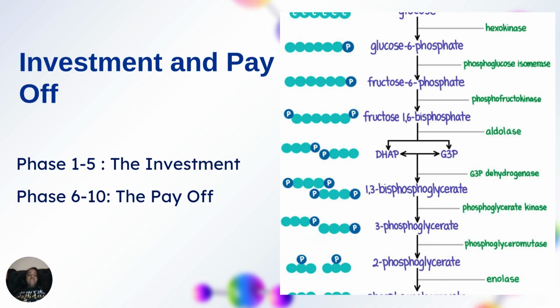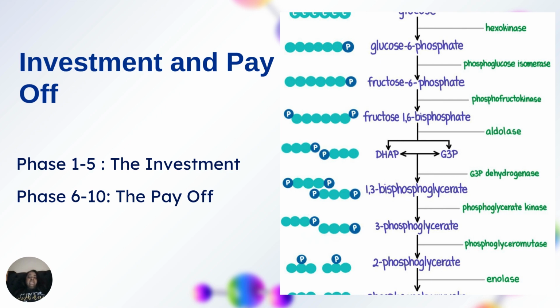All right, so the steps in glycolysis are known as the investment and the payoff. In phase one, this is where we have the energy investment. The first step is the irreversible hexokinase. This is where glucose is phosphorylated to glucose 6-phosphate. This is important because this traps glucose inside the cell, preventing it from leaving once it has been phosphorylated.